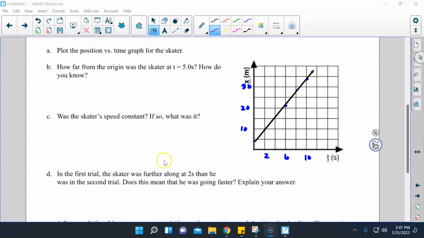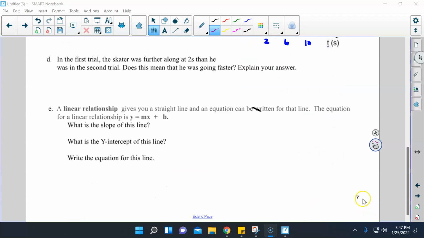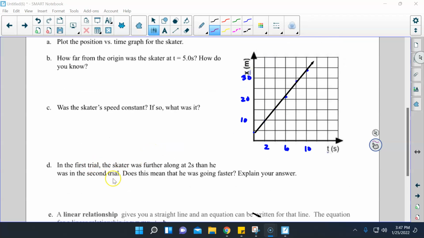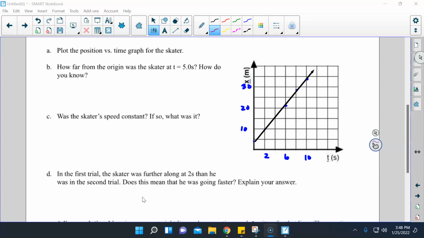So we're still in worksheet 2. This is page 7, and we left off with letter D, and this is what our graph looked like. So the question is, in the first trial, the skater was farther along at 2 seconds than he was in the second trial. Does this mean that he is going faster?